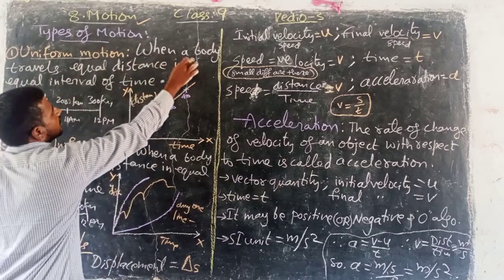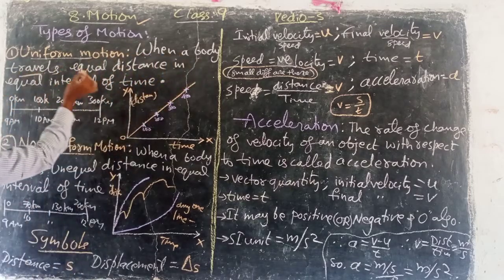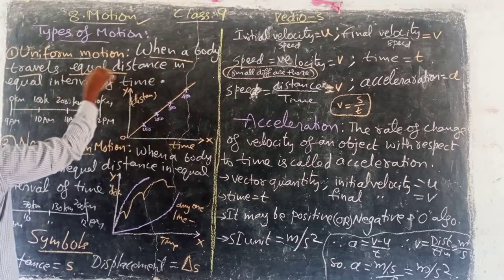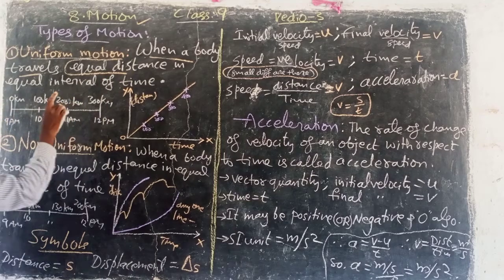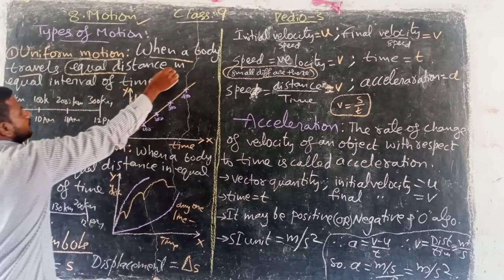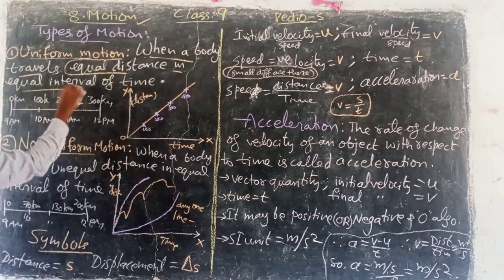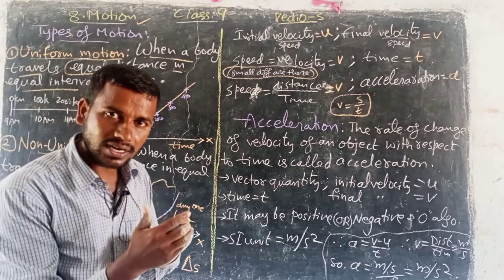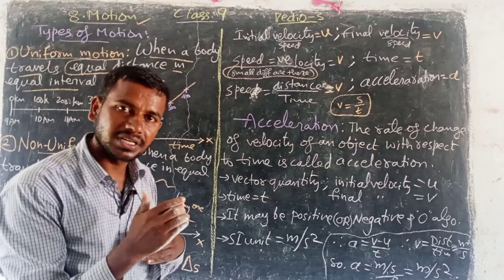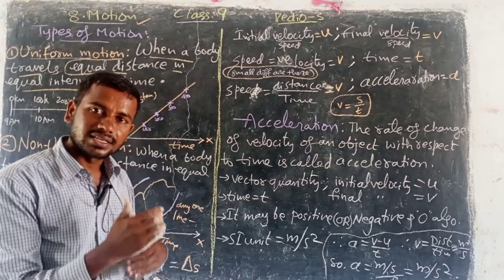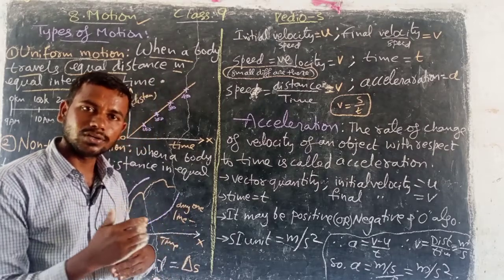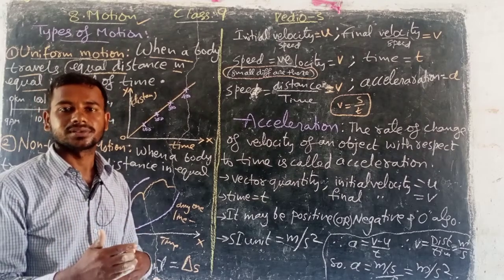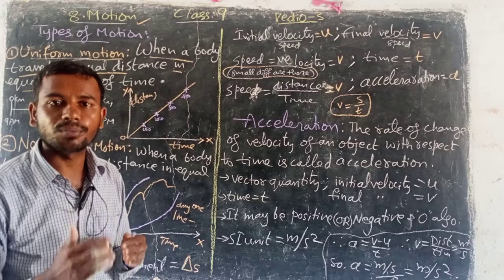Uniform motion: when a body travels equal distance. Remember, equal distance in equal intervals. Distance should be equal and time interval should be equal. When the distance is equal for equal time intervals, then that body's motion is uniform motion.